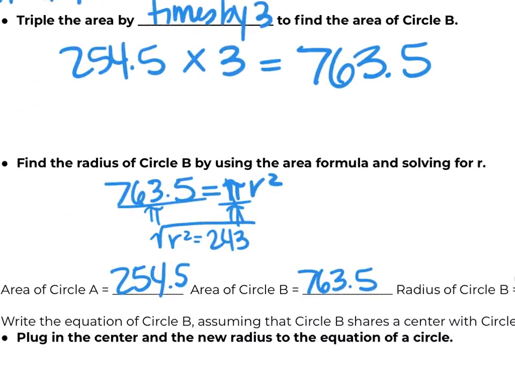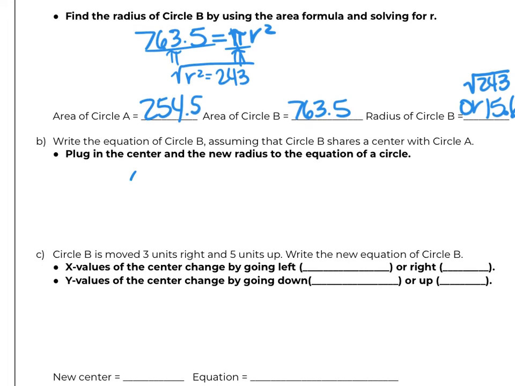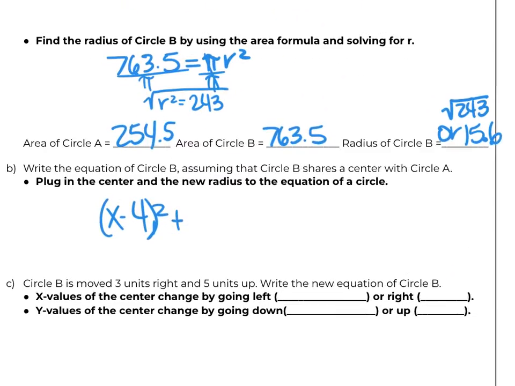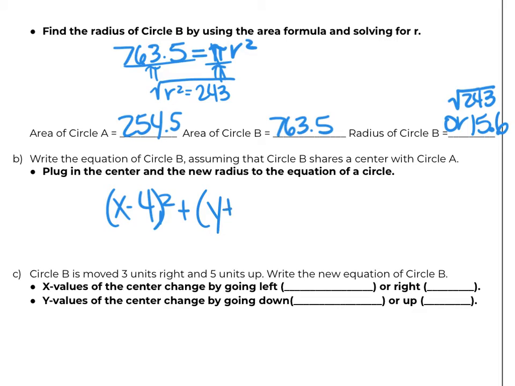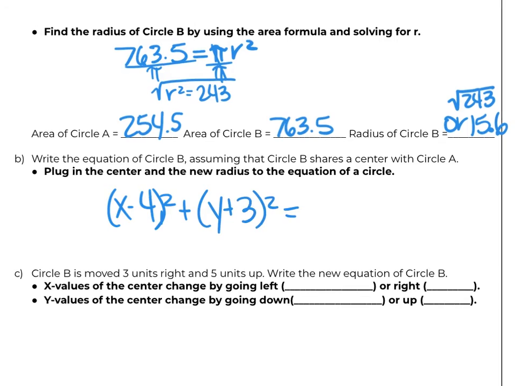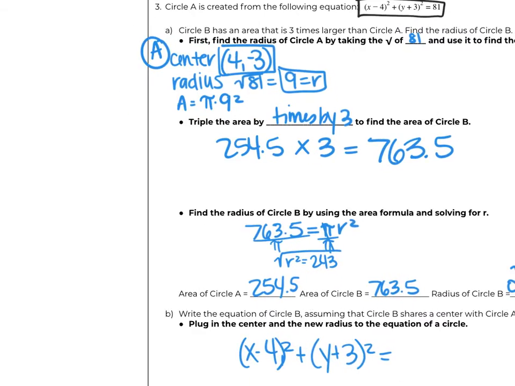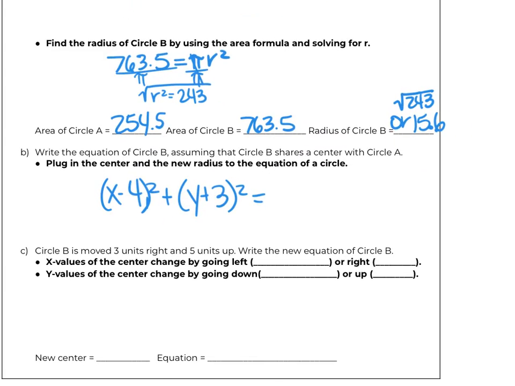Okay, so I'm just going to do x minus 4 squared plus y plus 3. Good. Also, we already wrote the center. So we wrote it here. All right, but the right side will not be the same. We have to use the new radius.